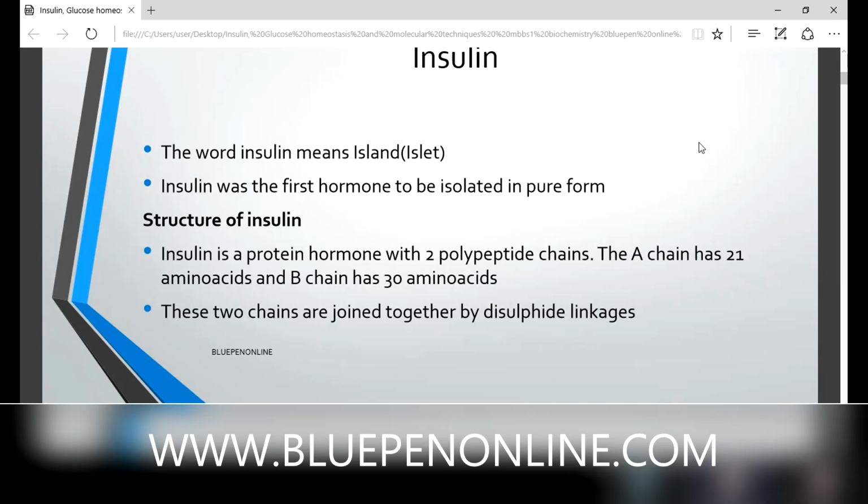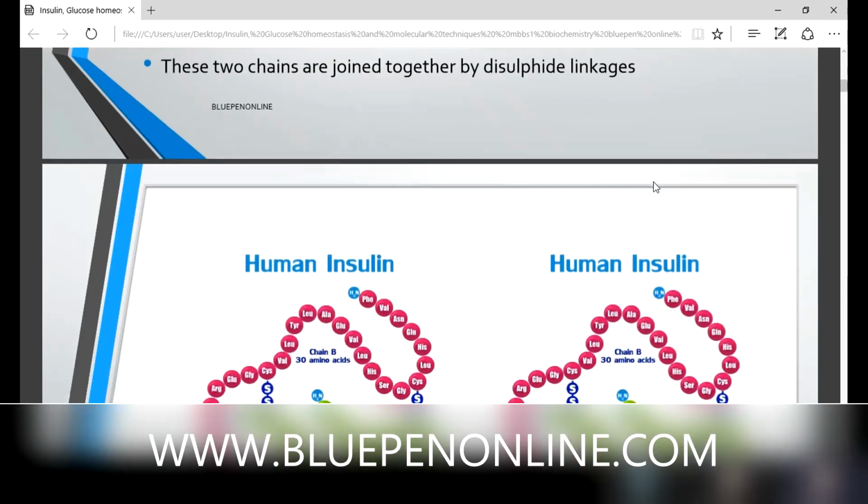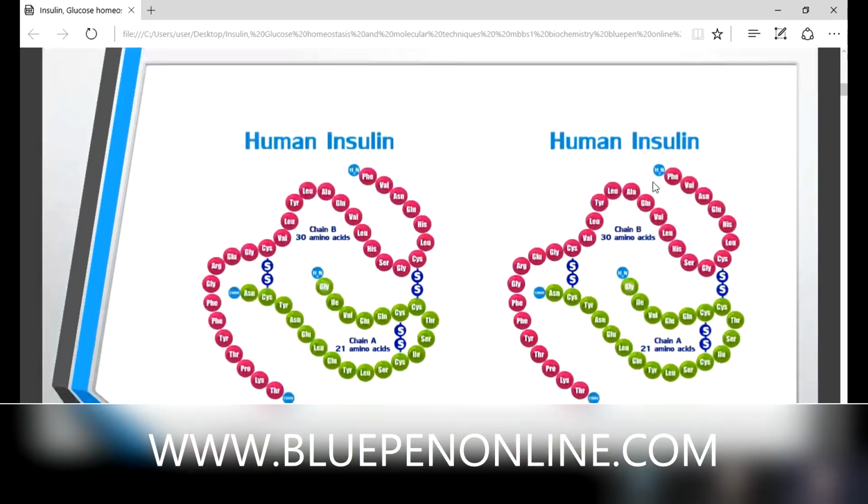It has a primary structure of protein, with peptide bonds and disulfide linkages. The disulfide linkage is due to the presence of which amino acid? Not methionine, that is SAM.